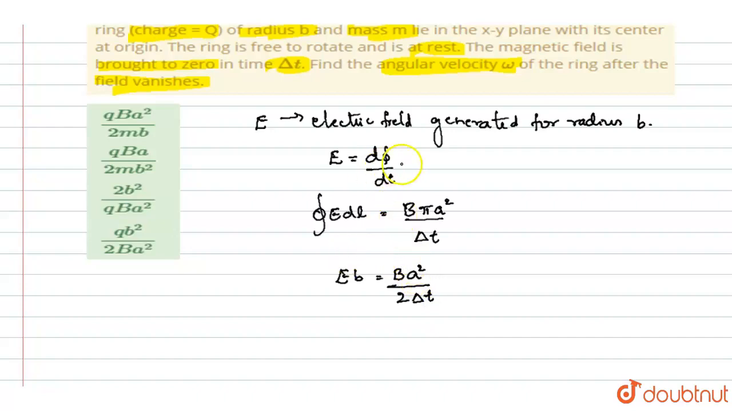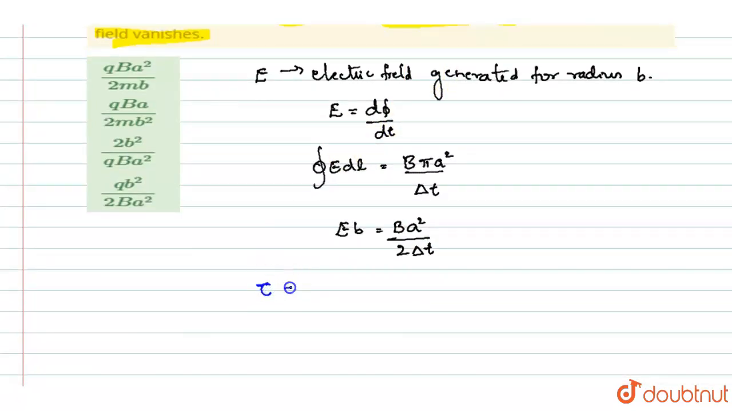So let this be one equation. Now if it starts rotating, there will be a torque produced in it. We know that torque will be equal to the force into perpendicular distance. The force we will write as QE because it's due to the electric field. So torque is equal to Q into E into the perpendicular distance b. In place of E into b, we will substitute the earlier result, so it becomes Q B a square by 2 delta t. This will be the torque present.